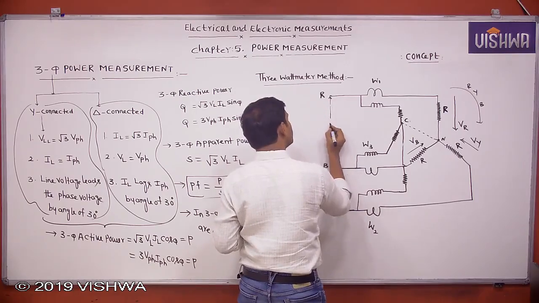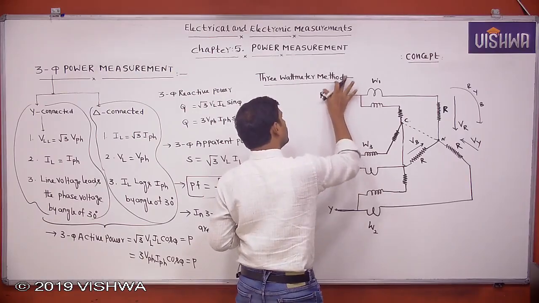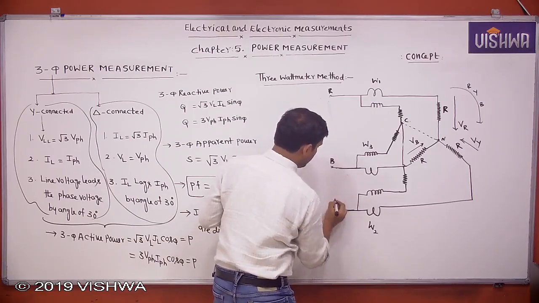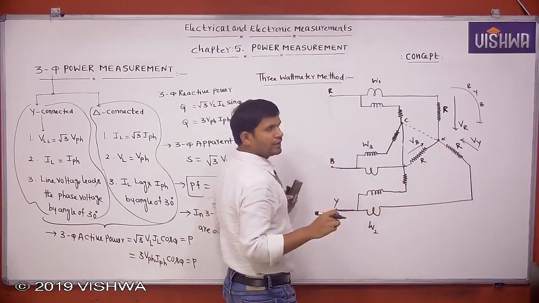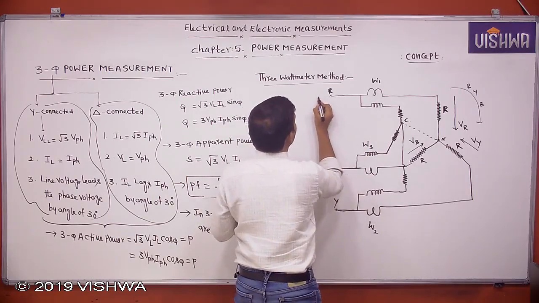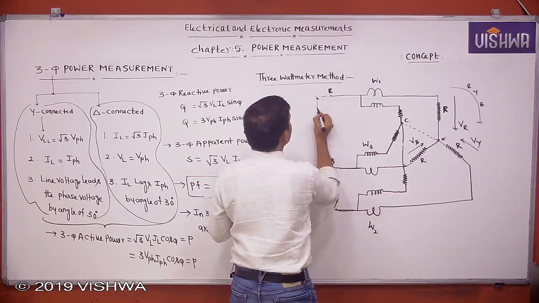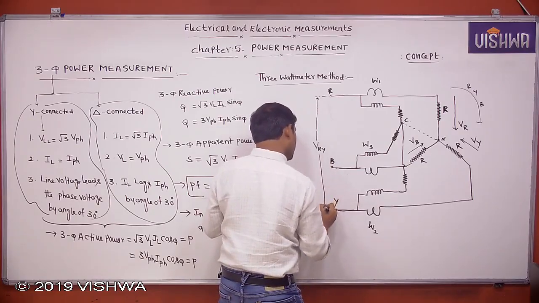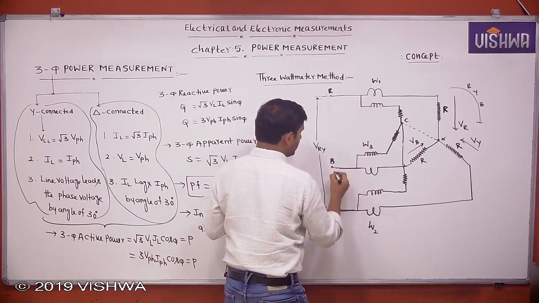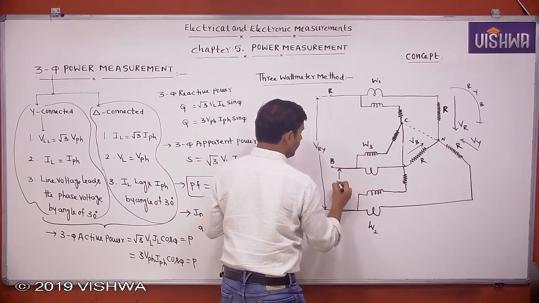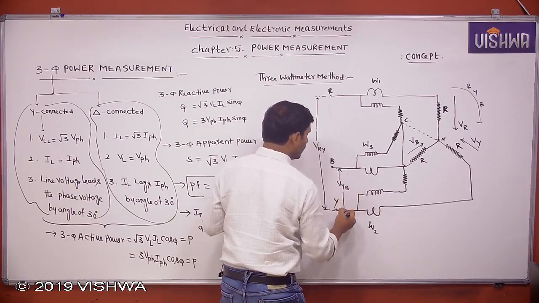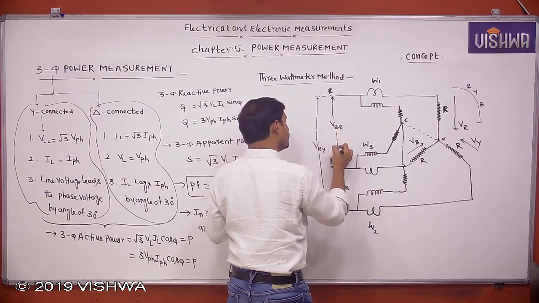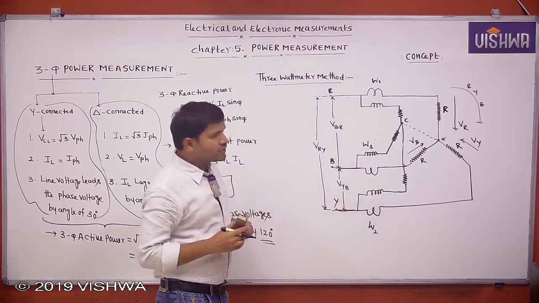The phase sequence is clockwise, R, Y, B. Then this voltage is VRY, as per the phase sequence I am giving, this voltage is VYB, and this voltage is VBR. I am giving these voltages as per the phase sequence.